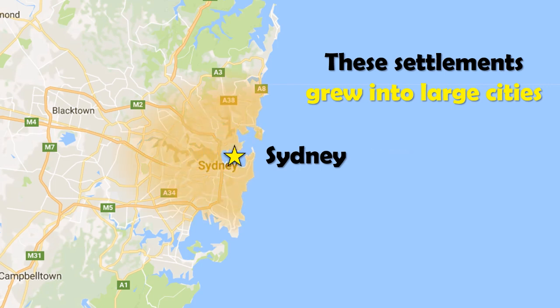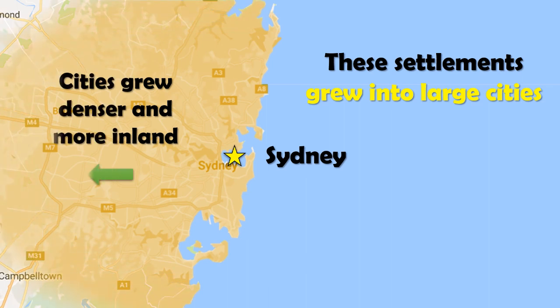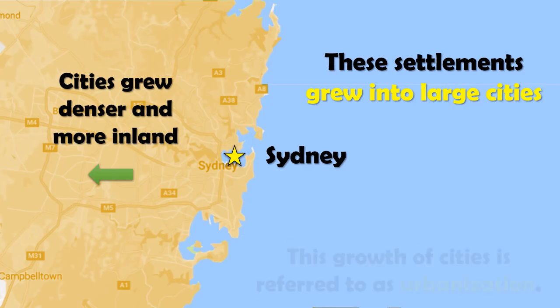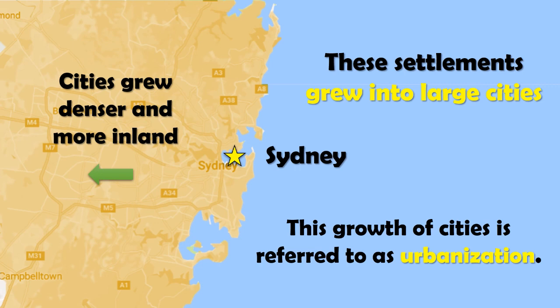And as the generations passed, what they noticed is that these cities grew denser and more inland. This diagram shows how from 1917 to the projected 2031, we'll notice this trend continue. As people start to arrive in the area, they populate more inland and in much denser quantities. So they become denser and more inland. This growth of cities is referred to as urbanization.